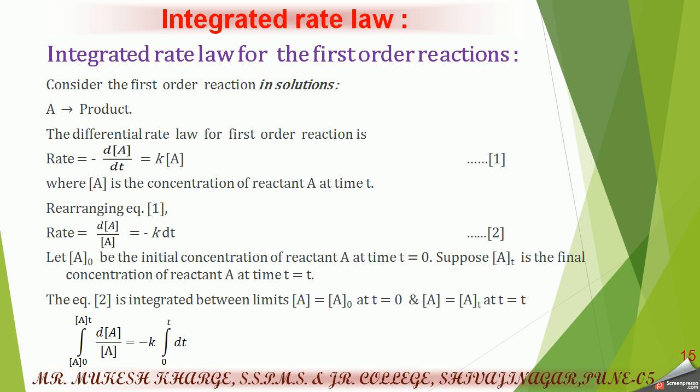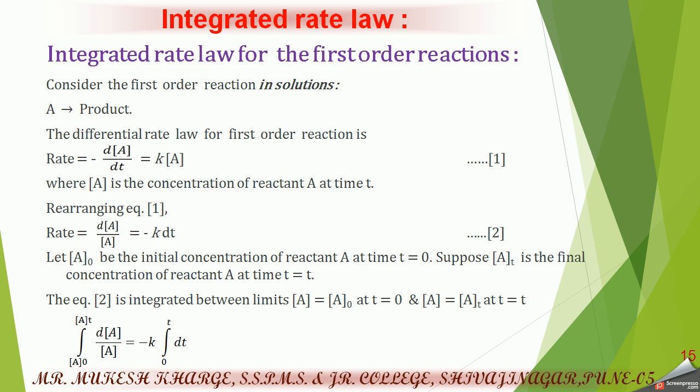If we rearrange this first equation, then what do we get? Transfer the concentration of A to the left hand side, it goes to the denominator, and dt will take the position of A on the right hand side. Transfer the negative sign also to the right hand side. So d[A] divided by [A] is equal to minus k into dt. This is our second equation.